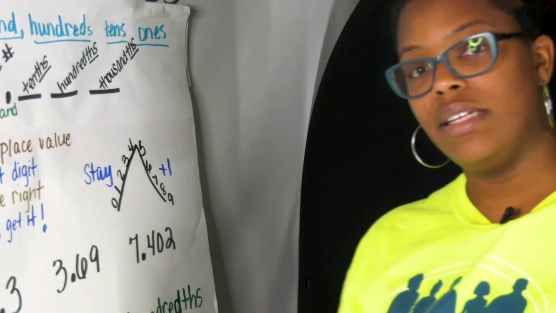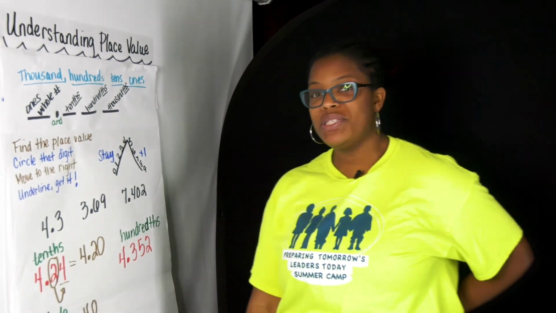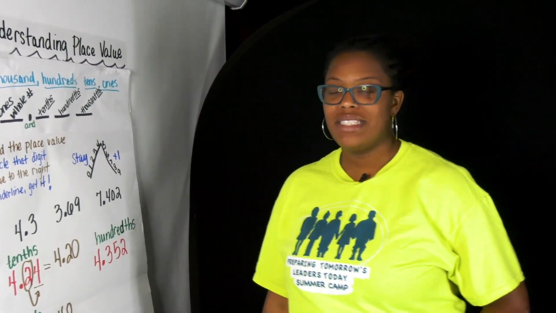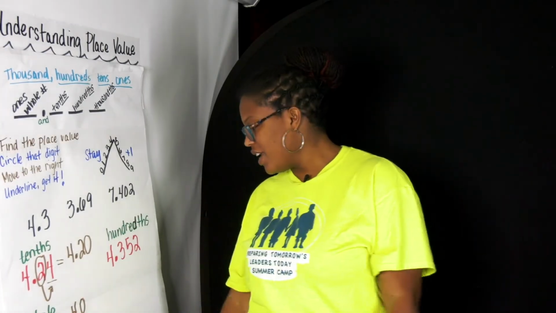Okay, so I want you to take 4 and 352 thousandths, try it on your own, and don't forget you can believe in yourself. And tell me, what is 4 and 352 thousandths rounded to the nearest hundredths? All right, you should have it.